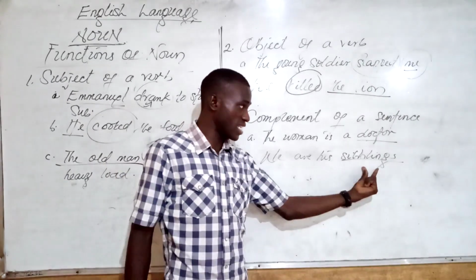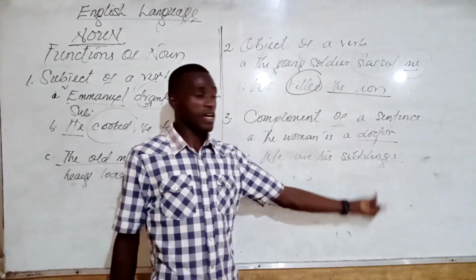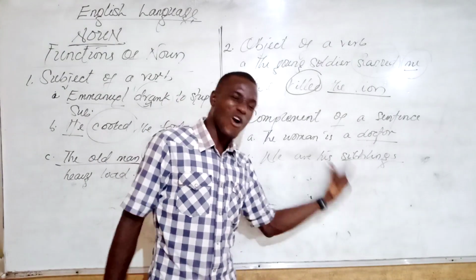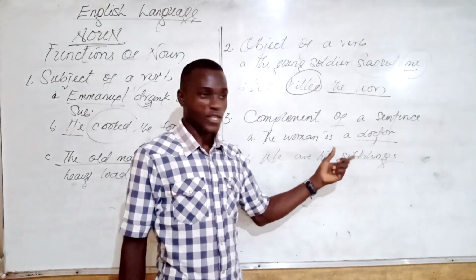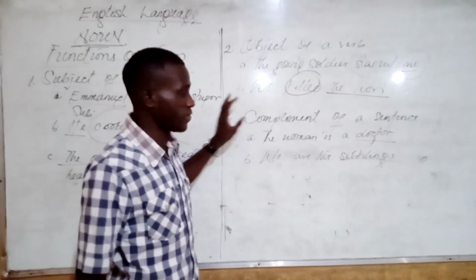And in this case, there is another statement coming after that. That's going to be the object complement. I hope that is clear. So that is the other function, the third function of the noun.